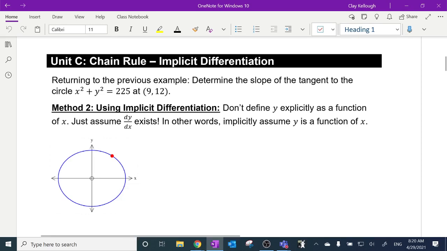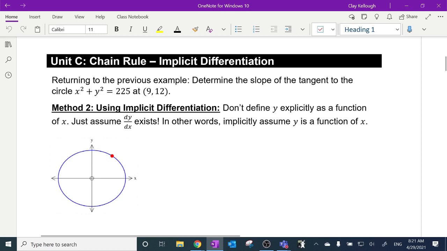So we took this circle example yesterday, and we rearranged the equation so that it was explicitly defined as y. We turned it into y equals, which is what we're a lot more used to looking at. We actually kind of turned it into two functions: y equals the positive square root of 225 minus x squared, and y equals negative the square root of 225 minus x squared.